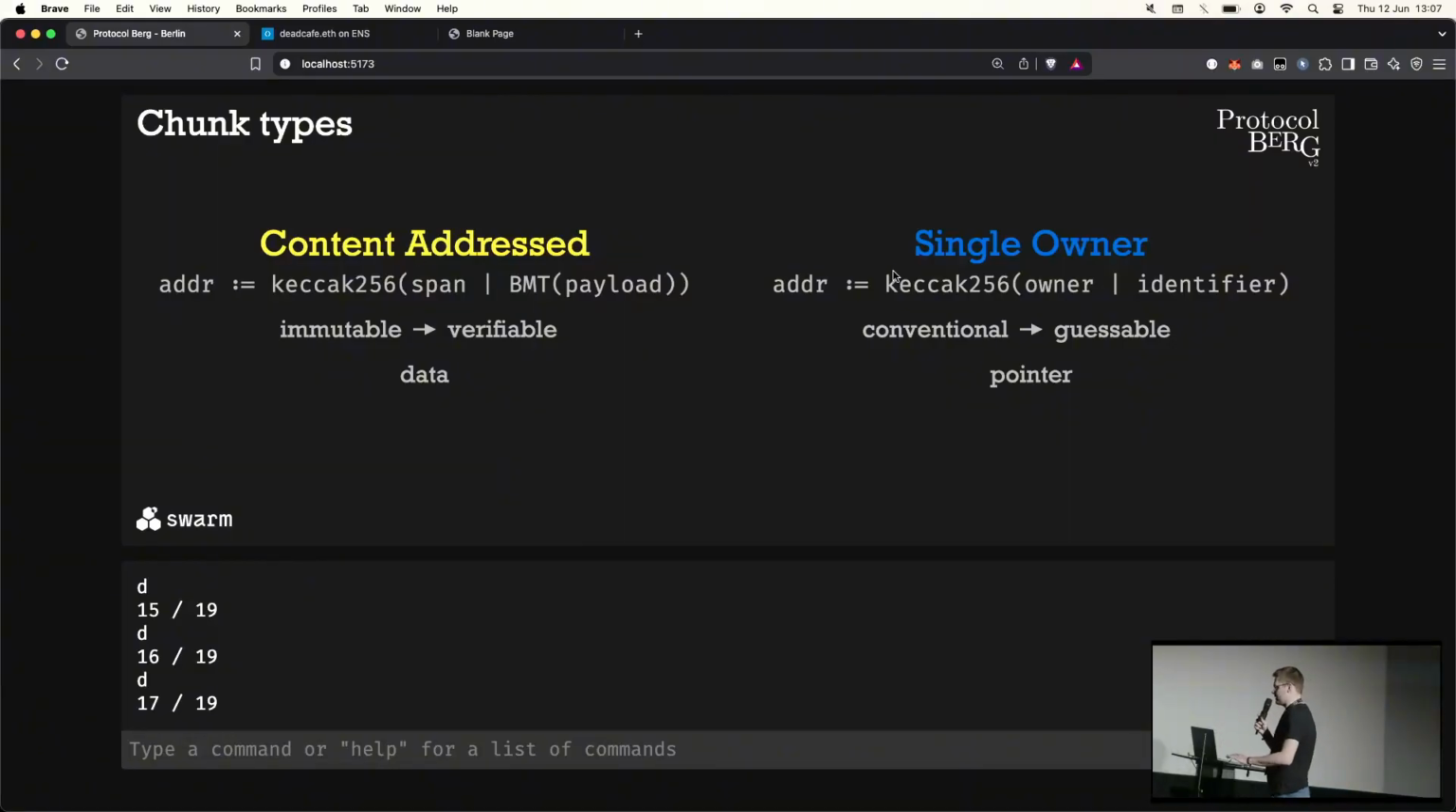These types of chunks, the single owner chunks, are usually just pointers to content address chunks. So if I upload my website, I do that with content address chunks, so my website is immutable. And to create a pointer to it, I use a single owner chunk.